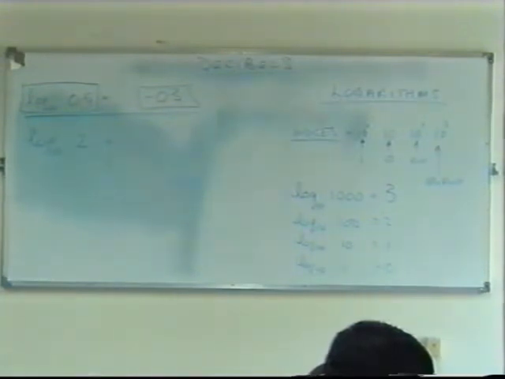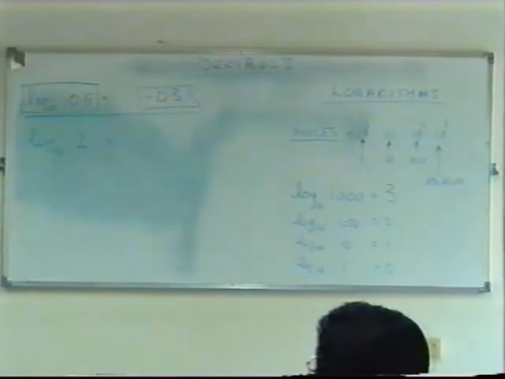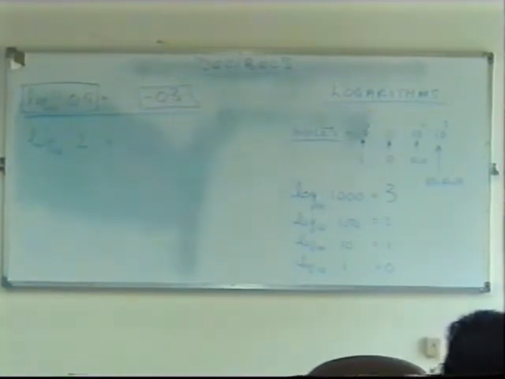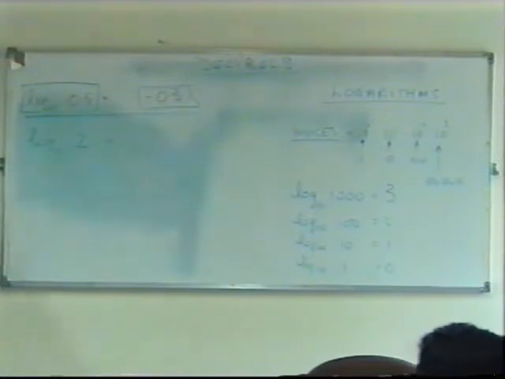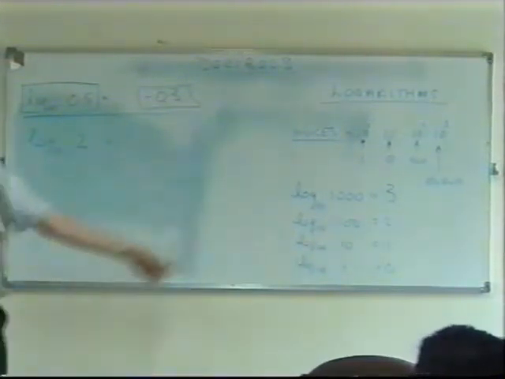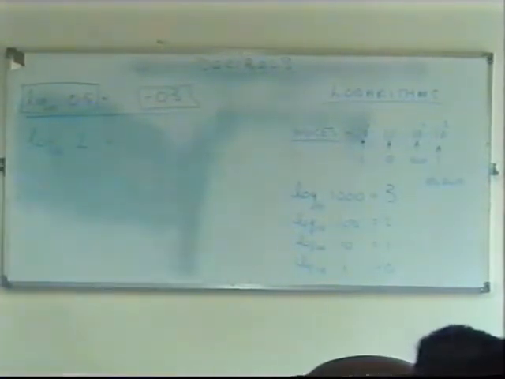What would be the logarithm of 2? Point something, positive point something. Yes, it is positive, because it's a number bigger than 1. So it's going to be a positive number, and you should be able to tell me exactly what that number is going to be.